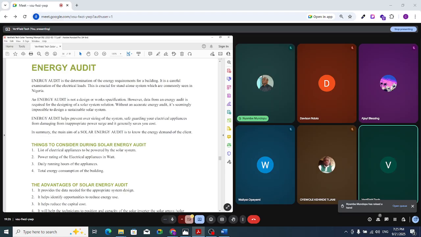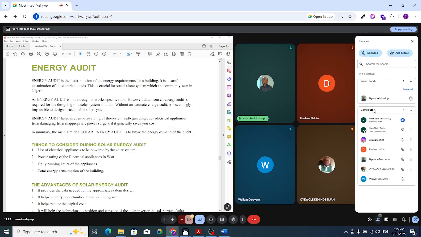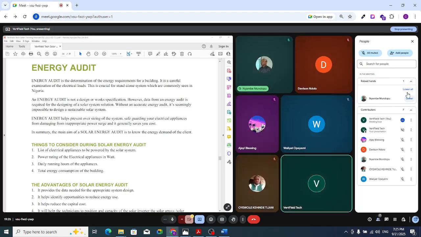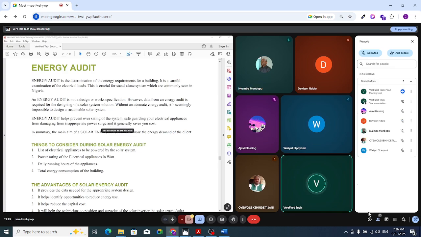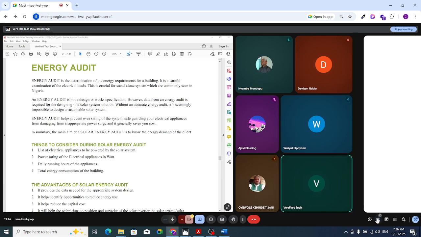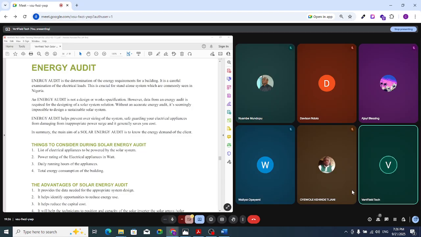So this is the topic, energy audit, that we are taking, and this is from that manual we told you guys about. Some of you already have this training material. It's a well prepared training manual. If you look into it, whatever question you had before joining this platform has already been answered even before you ask us. And for more clarity, you can as well ask us.